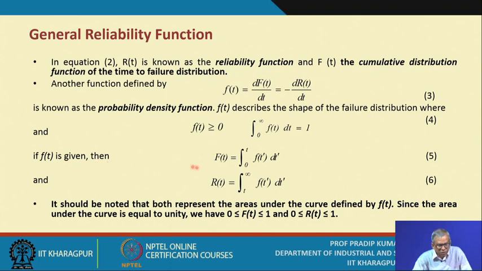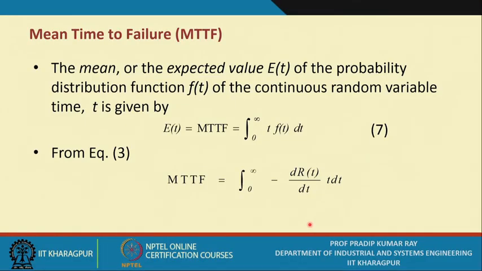And if f(t) is given, then capital F(t) is the integral from 0 to t of f(t') dt', that means up to time t, and R(t) is equal to the integral from t to infinity of f(t') dt'. It should be noted that both represent the areas under the curve defined by f(t). Since the area under the curve is equal to unity, F(t) always lies between 0 and 1, with 0 and 1 both included, and similarly R(t), the reliability function, also lies between 0 and 1. So as far as reliability is concerned, you may come across any value between 0 and 1.